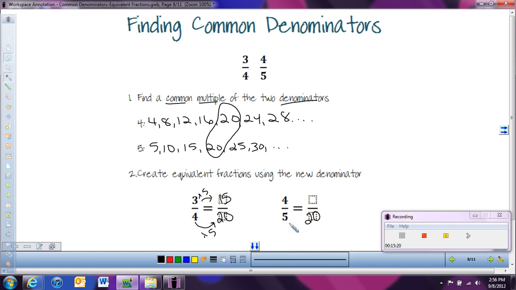Then I can do the same thing over here. 5 times what is 20? Times by 4, times by 4, and 4 times 4 is 16. So now we found our common denominators. We have our two new equivalent fractions, so we didn't change anything. They're still the same fraction, just not in simplest form. Now we'd be able to add or subtract.